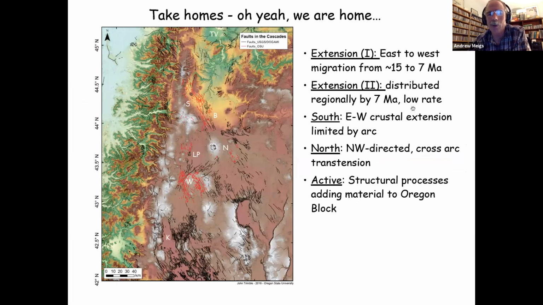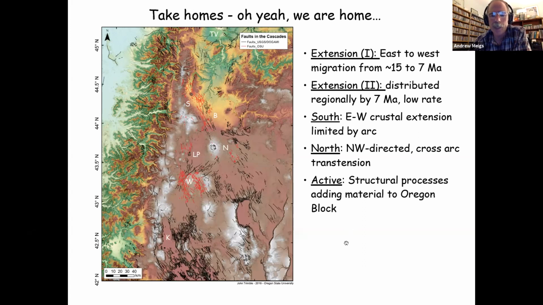The extension story is east to west over a period between about 15 and 7 million years from the Crane Basin or the Steens Mountain area to the Cascade Arc. It's distributed regionally by 7 million years and at a low rate, and it is accumulating additional displacement in the south and growing to the north over that time period. In the south, that means the Klamath Falls area, up through, let's say, roughly Crater Lake. The extension is limited or ends at the arc.